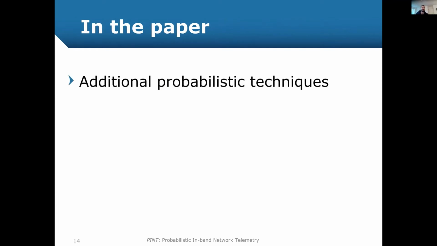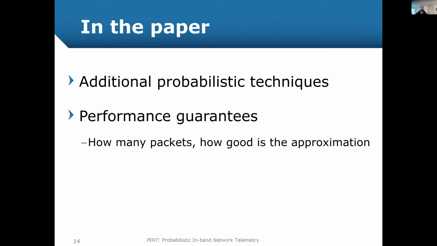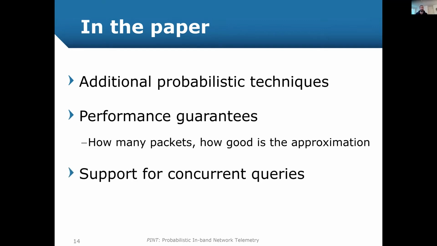So what else do we have in the paper? We have a bunch more probabilistic techniques. We have performance guarantees for our algorithm. So it means we can give you some bounds on how good the approximation is or how many packets we need to figure out the path. And we also have support for concurrent queries, so you can run some of them in parallel.